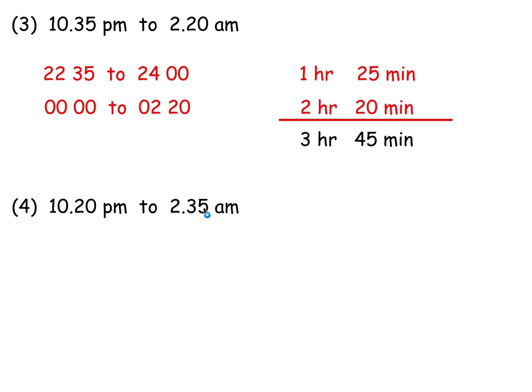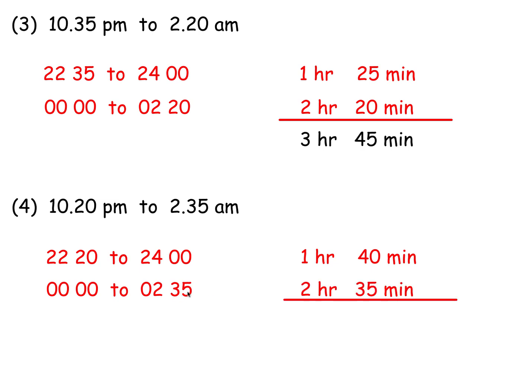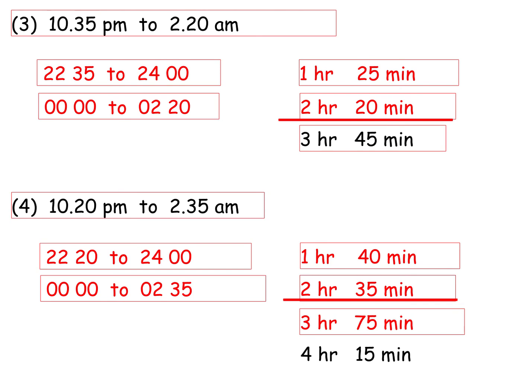So here's another in the same sort of way. That's 22:20 up to midnight, 1 hour 40 minutes, we'll make that up to midnight, and then 2 hours 35 minutes after that. Now when you add these together, you're over 60 minutes, so it's going to be 4 hours 15 for that part. There it is, 4 hours 15.